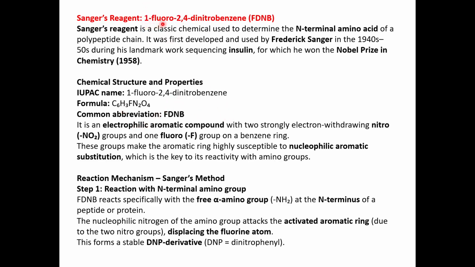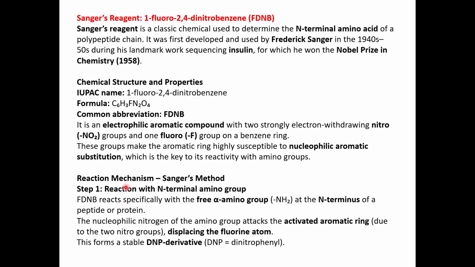So therefore the name 1-fluoro-2,4-dinitrobenzene. These groups make the aromatic ring highly susceptible to nucleophilic aromatic substitution. So this is the key to its reactivity with amino groups. And the reaction mechanism in Sanger's method is first the reaction with the N-terminal amino group. So FDNB reacts specifically with the free alpha amino group here also, and then the N that is at the N terminus of the peptide or the protein.